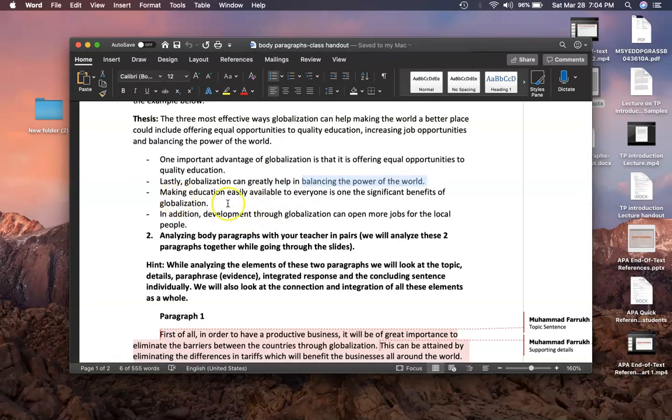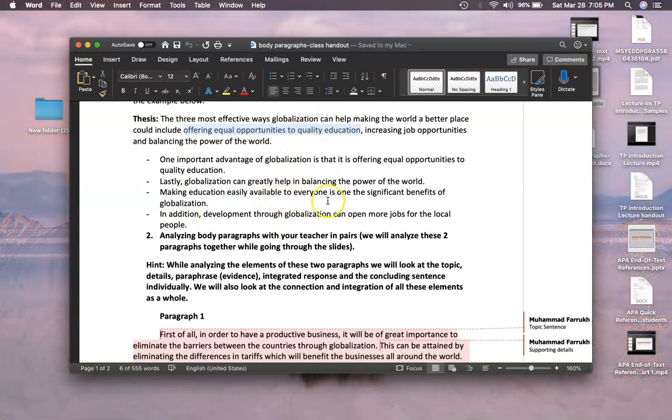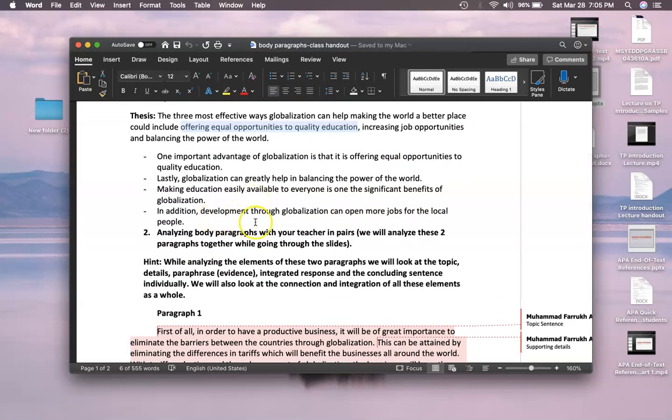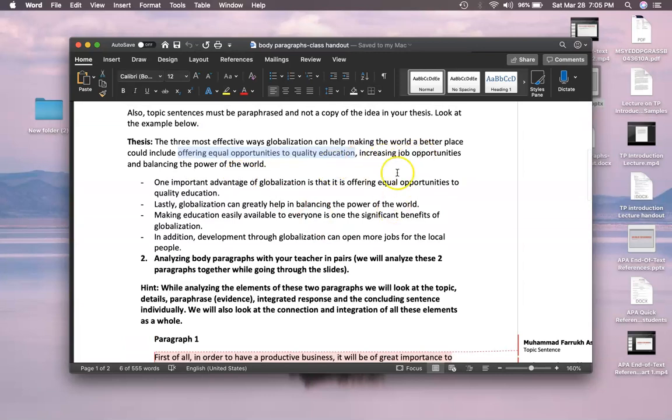Making education easily available to everyone is one of the significant benefits of globalization. Making education easily available to everyone, versus offering equal opportunities to quality education. Paraphrase. Very well done. One of the significant benefits of globalization. Main idea 1 with transition. Excellent. In addition, development through globalization can open more jobs for the local people. So, can open more jobs for the local people, increasing job opportunities. You can see it's again good paraphrasing.